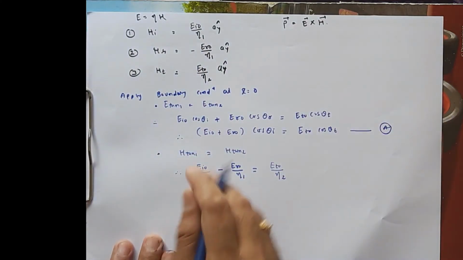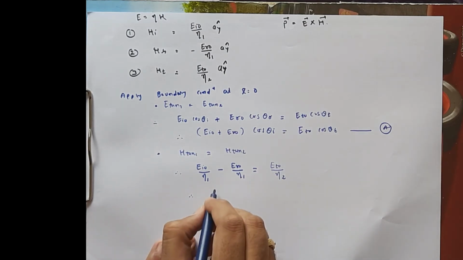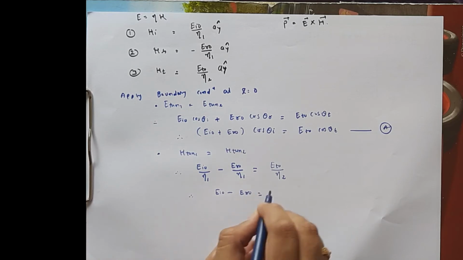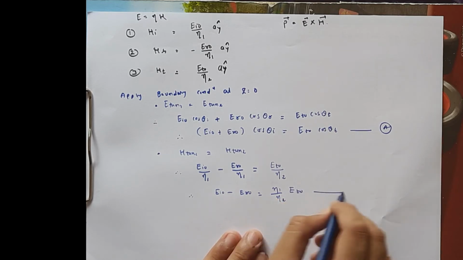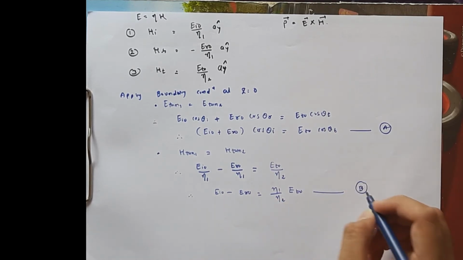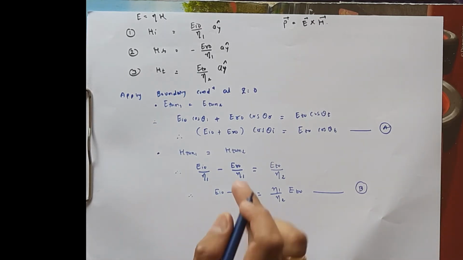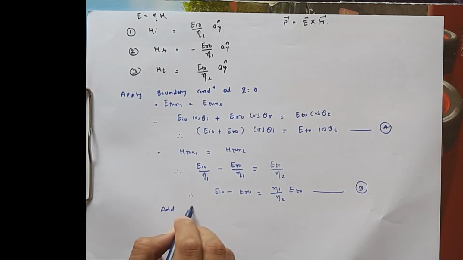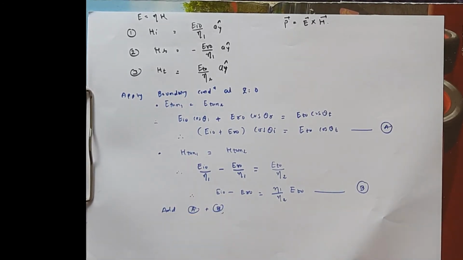Okay, so we can write it this way: EIO minus ERO is equal to eta 1 by eta 2, the intrinsic impedances, times ETO. This is the second equation, number B. Now let us do the addition of these two equations, A plus B.